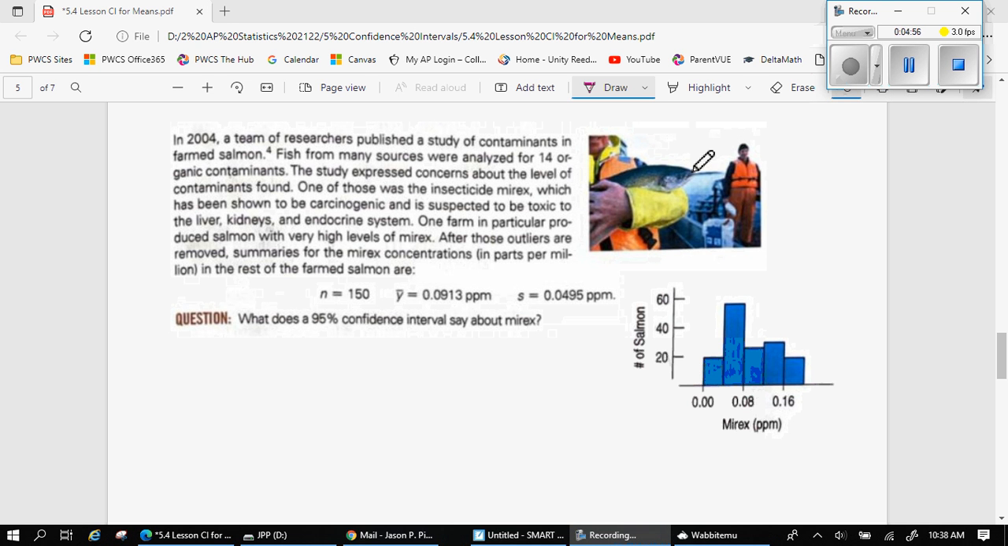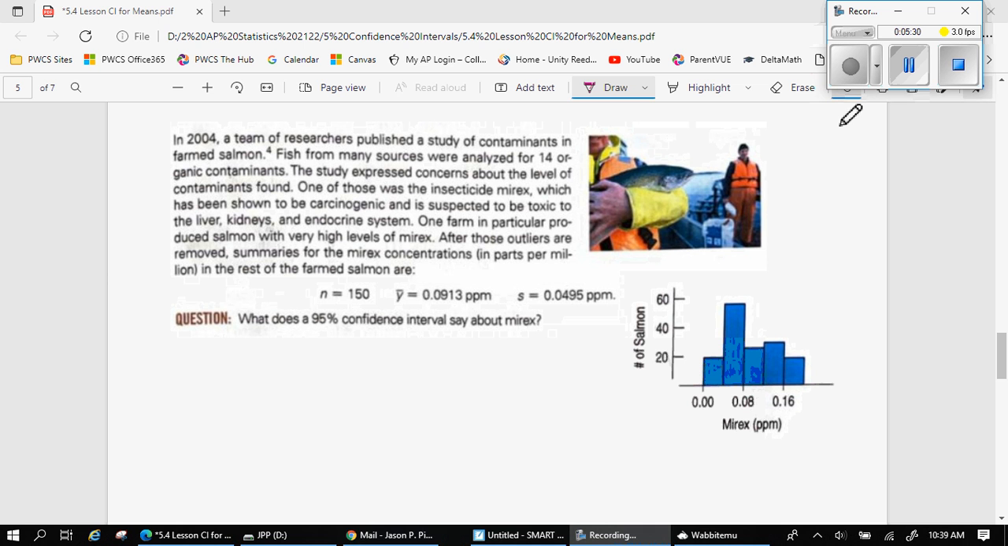So not all salmon is wild caught. Sometimes they farm salmon, which means they grow salmon to send to grocery stores and restaurants and put on your plate. And so they are checking to make sure that there are no contaminants, or at least the contaminants are within a certain safe threshold. And one of the things they're interested in is this insecticide Mirex. And so before we construct a confidence interval, we need to make sure that our assumptions and conditions are met.